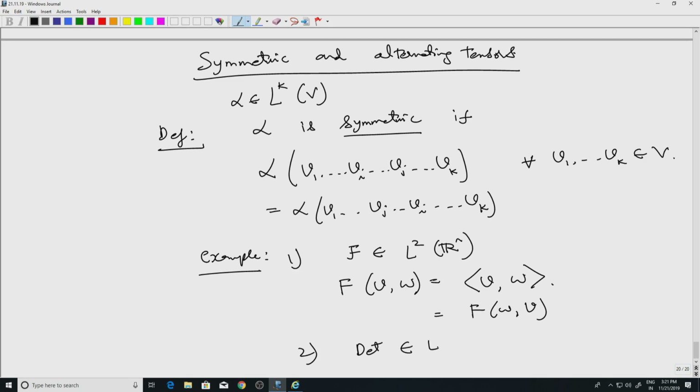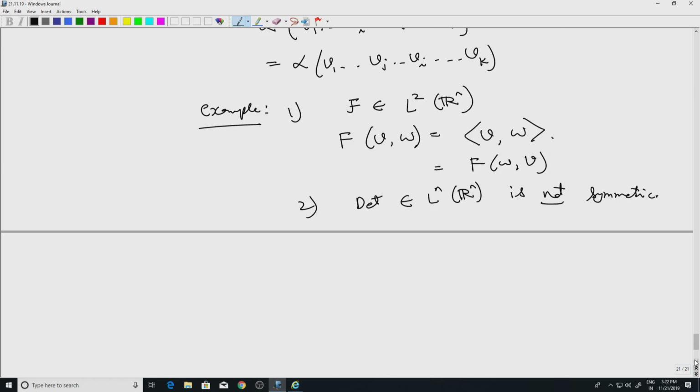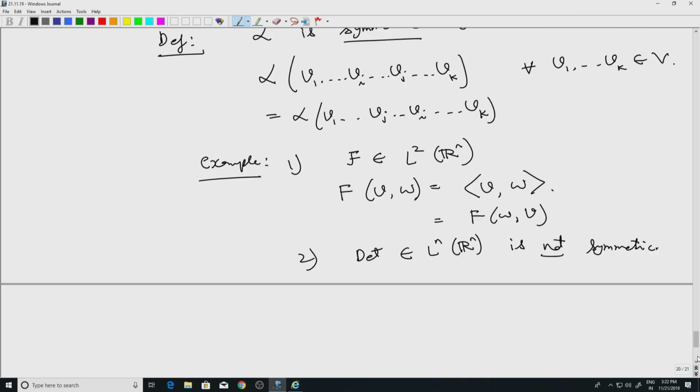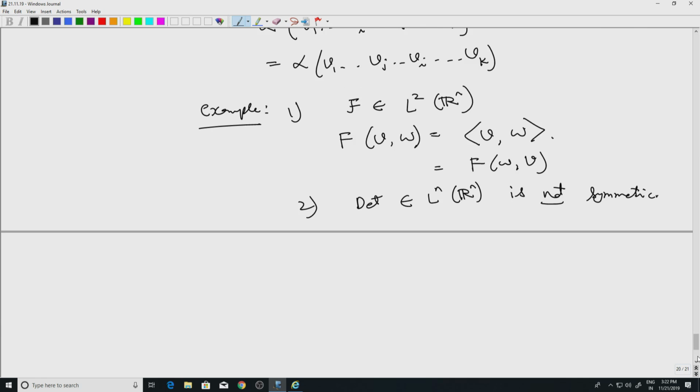The determinant, however, which is in Ln of Rn, is not symmetric, because we know that when we interchange two columns in a determinant, the sign of the determinant gets reversed. So that's the exact opposite of a symmetric multilinear tensor. So the determinant is not symmetric.